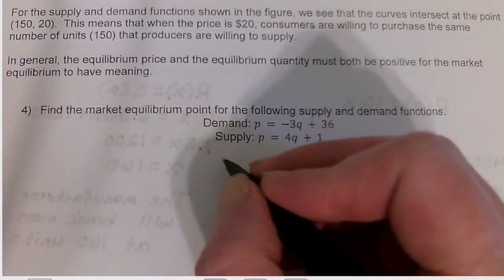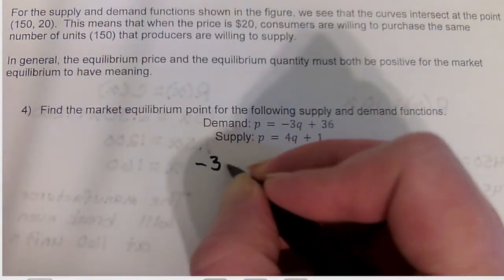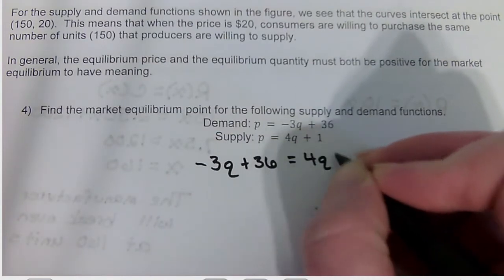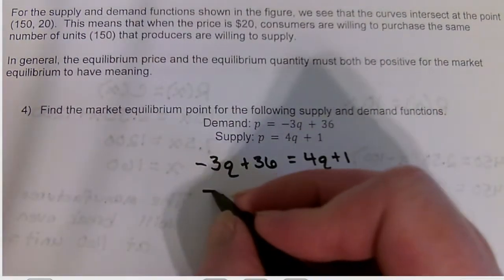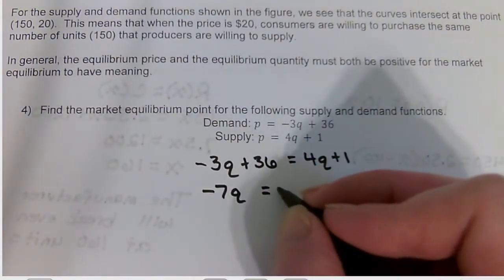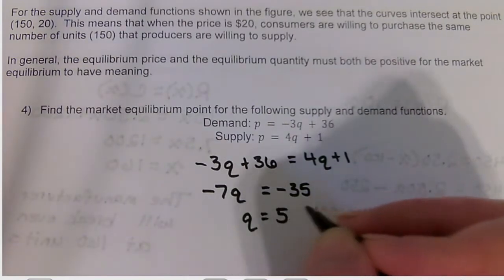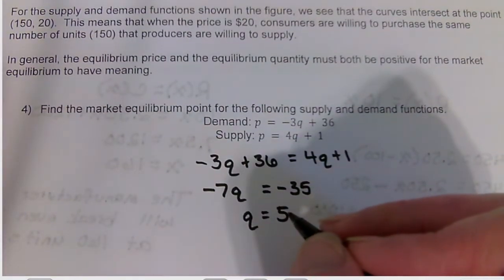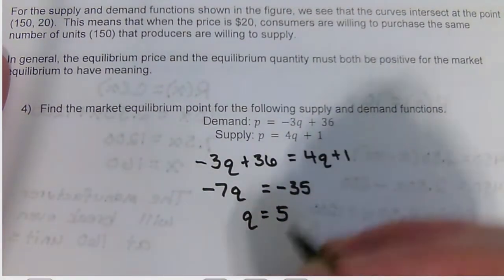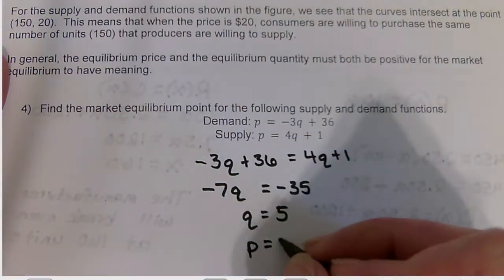So we would take the demand and set it equal to the supply. Negative 3Q plus 36 equals 4Q plus 1. Negative 7Q equals negative 35. Q equals 5. So what would that mean the price is? Well, I need to plug it back in. I'm going to plug it back into the lower one: 4 times 5, that's easy, that's 21.